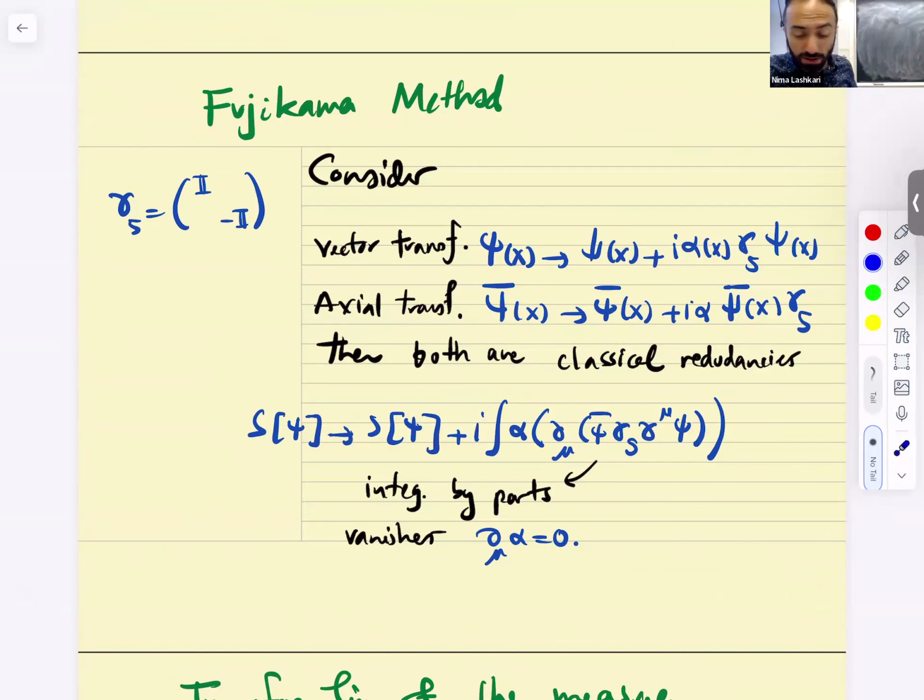So our discussion of anomaly, we did it at the level of Feynman diagrams. We did it at the level of path integral using the so-called Fujikawa method. So I'm just going to review the Fujikawa method. The gamma 5 matrix is identity minus identity in this particular chiral basis, right? In 2D, it's just 1, minus 1, right? So here's a vector transformation. Here's the axial transformation.